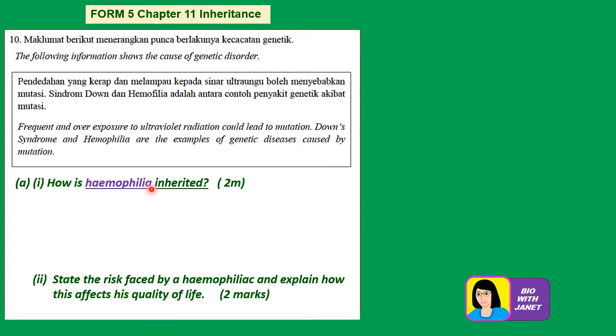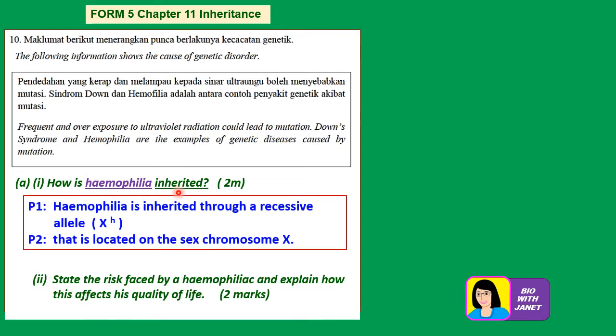So there's excessive bleeding. So how is it inherited? Inherited means how is it passed down? Bagaimana hemophilia diwarisi? It is inherited through a recessive allele, which is symbolized by X with a small h. The allele is actually the small h, but it's located on the sex chromosome X, so we usually write it as X small h.